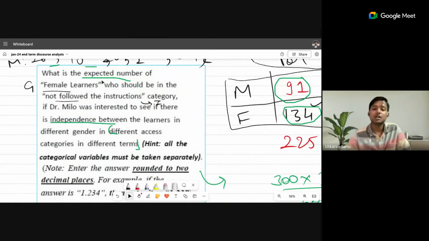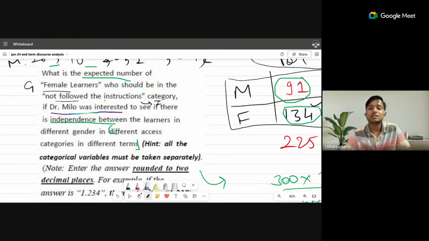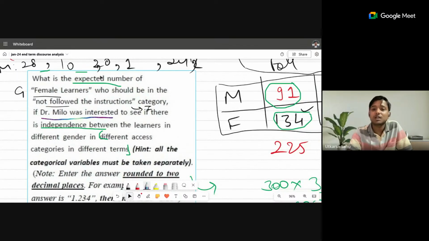So the biggest keyword we had here was independence. So when we read this thing, we know for sure that we are dealing with a chi-square test of independence kind of situation. Okay, then the chi-square test of independence happens between two things. We have two different types of discrete variables. So you need to understand what kind of discrete variables would be there. What he's saying, what is the expected number of female and not followed.